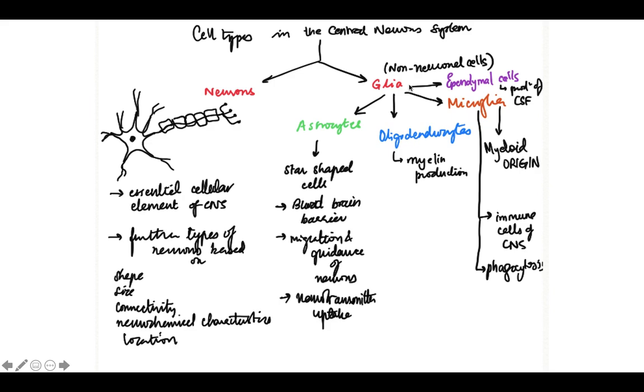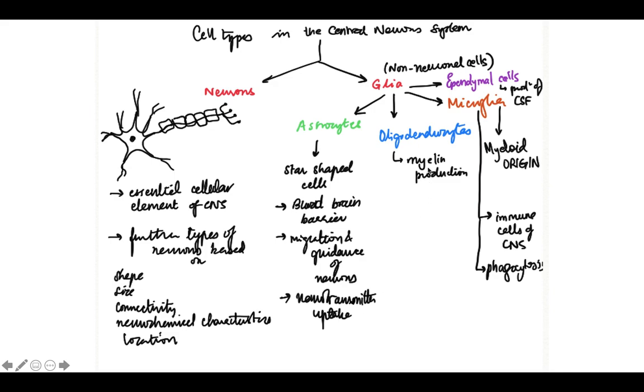Glia means glue, and these could be majorly subdivided into four categories: astrocytes, oligodendrocytes, microglia, and ependymal cells. Astrocytes, as the name suggests, are star-shaped cells and they have several functions. I've only listed three functions here. They are found in the blood-brain barrier, and they help a lot there. Then they help in the migration and guidance of the neurons along with the radial glial cells, and also in the neurotransmitter uptake. But apart from all this, astrocytes do have more functions.